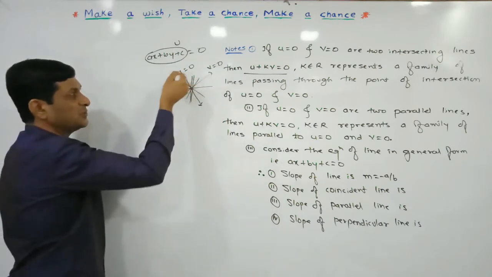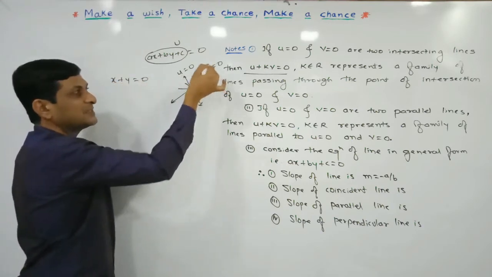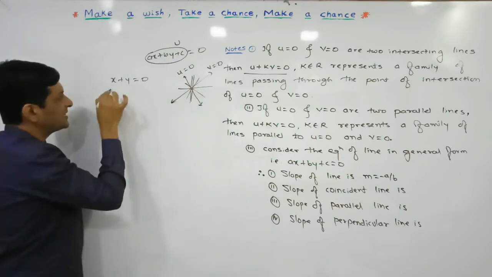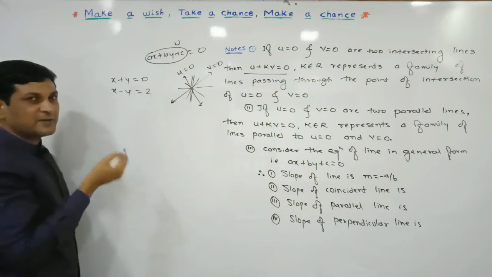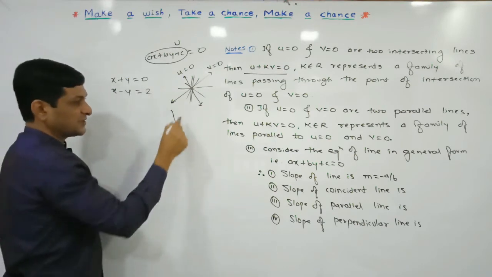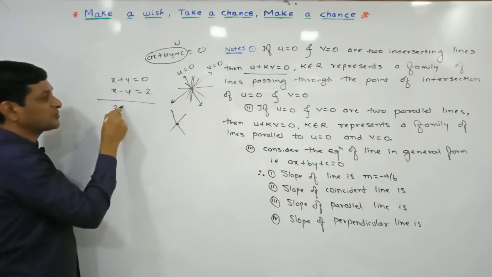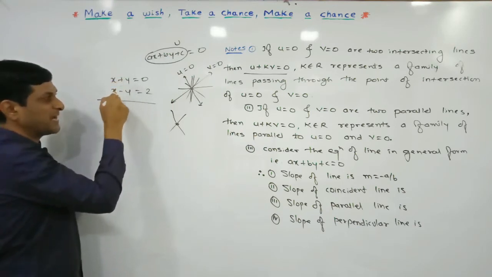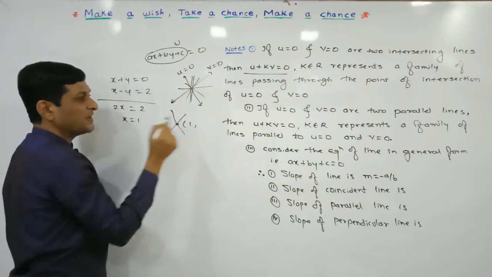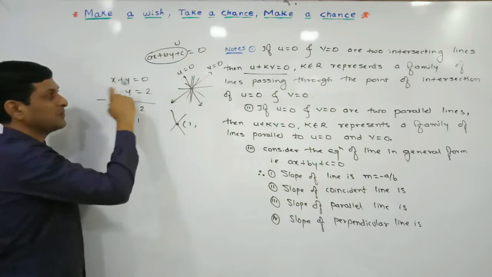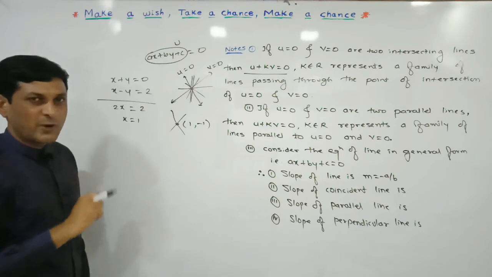Let us suppose that u is equal to 0 means which equation? Say x plus y is equal to 0, and consider another equation of a line, say x minus y is equal to 2. Let us try to solve these equations and find their point of intersection. We are finding the coordinates of the point of intersection. If we add these two equations, plus y minus y will get cancelled, 2x will be equal to 2, x is equal to 1. So the x coordinate is 1. If I substitute x is equal to 1, y will become what? Minus 1. In this way we have got the coordinates of the point of intersection.